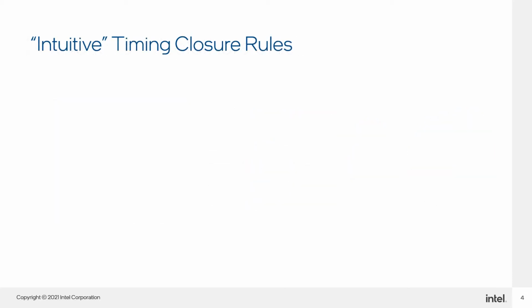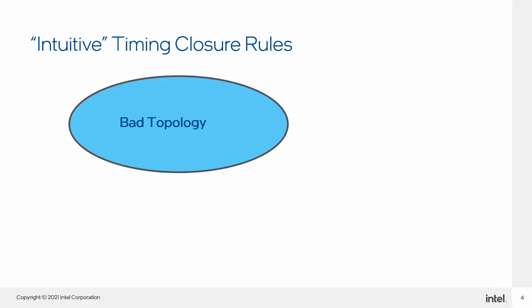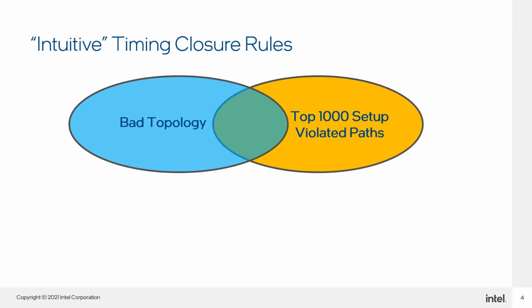We now have timing closure rules which are intuitive in the sense that first, your design will be checked if it has a bad topology based on the selected DRC rules. Next, the tool will look at the top 1000 setup violated paths. If these two conditions are violated, only then the Design Assistant violations will be reported to the user.